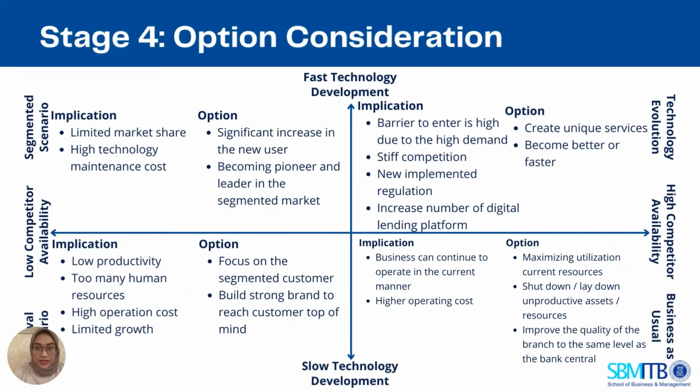In the options sessions, we have several options to prepare for each of the scenarios that we have mentioned earlier. For a survival planning, where there is low competitor availability and slow technology development, we need to build a stronger brand in order to be customers' top of mind. Therefore, we also need to focus on segmented customers that prefer a conventional method.